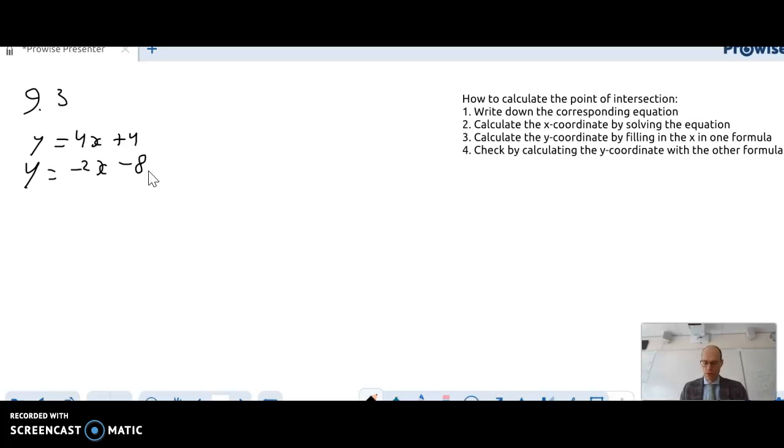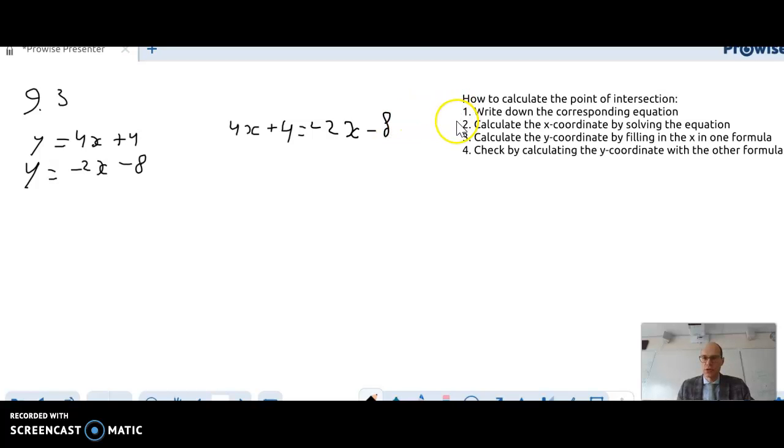Okay, so first of all, write down the corresponding equation. So I simply write down the part after the equal sign in one formula. Then I have is equal to, and then I write down the part after the equal sign of the other formula. I need to erase this. This is not nice. Yeah, it's minus 2x minus 8.